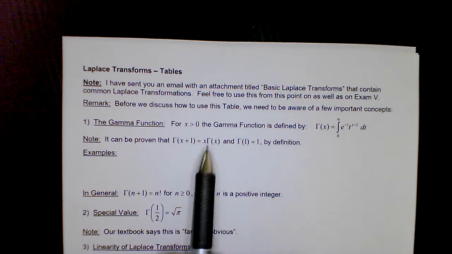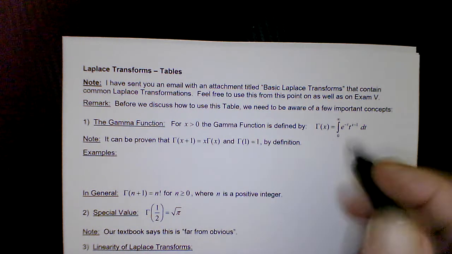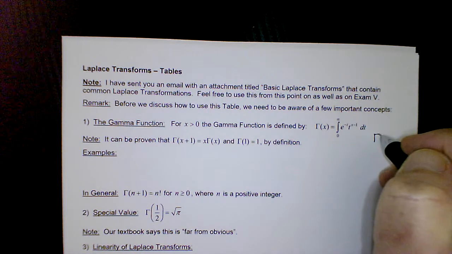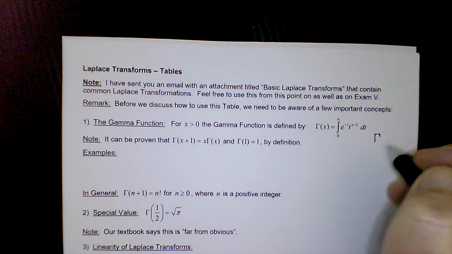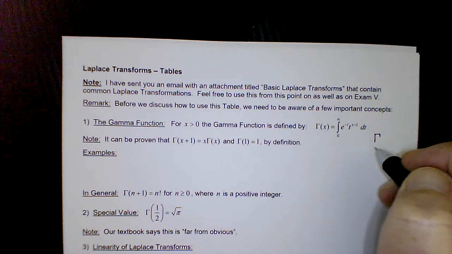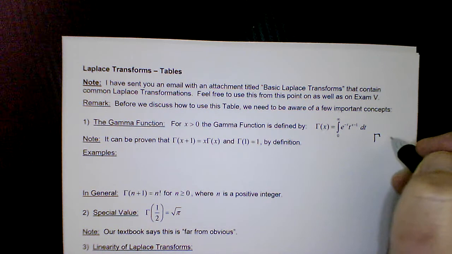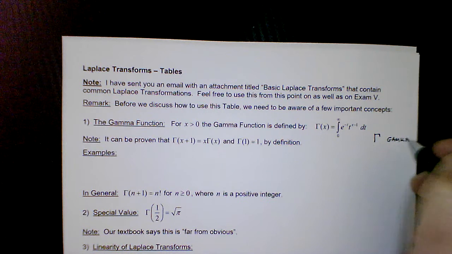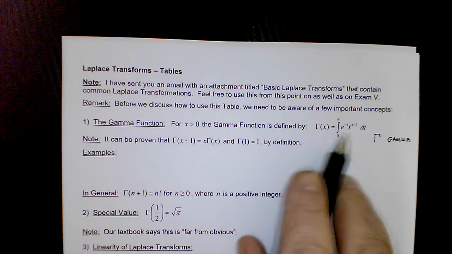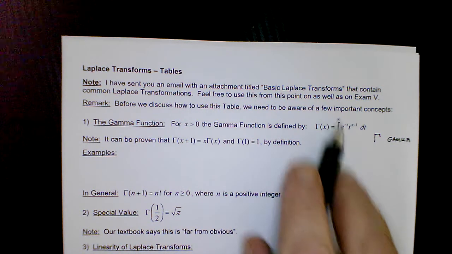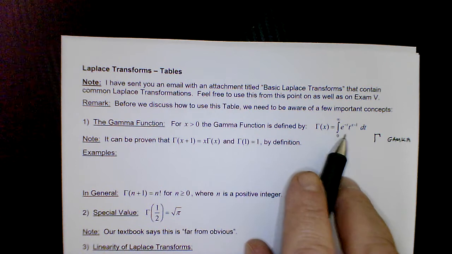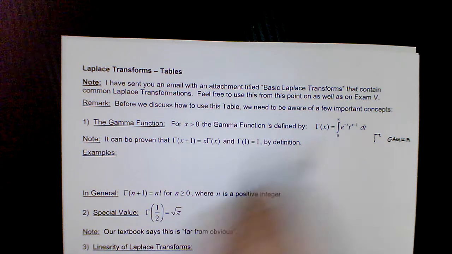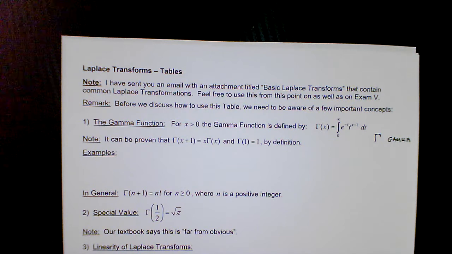So, getting to using the table, before we discuss it, there are a couple of important concepts that will go without proof here. First off, we have what we call the gamma function. This Greek letter almost looks like what you make when you're playing hangman. It is the uppercase Greek letter gamma, and there's the definition: the integral from 0 to infinity of e to the negative t times t to the x minus 1 with respect to t. It's a kind of complicated looking function.